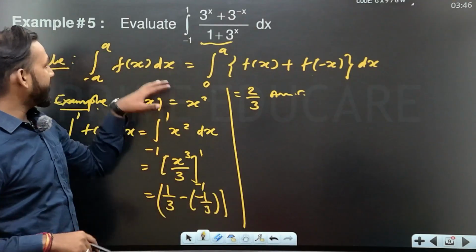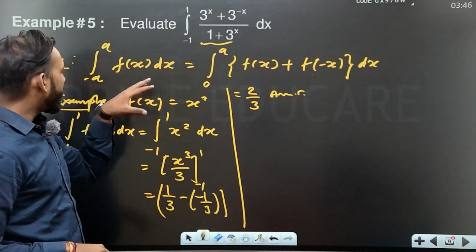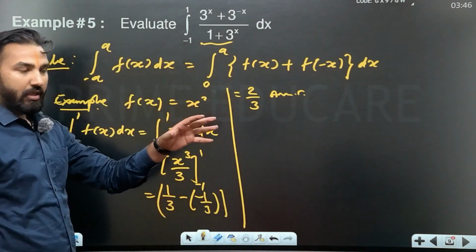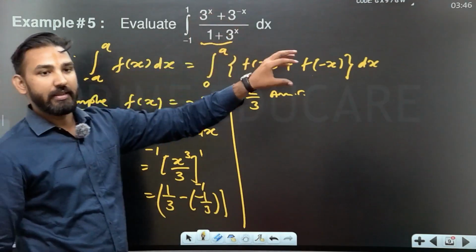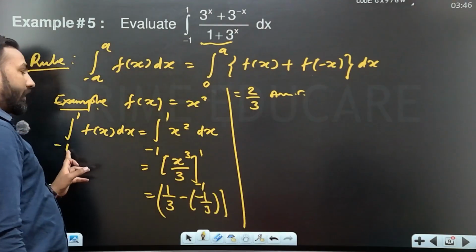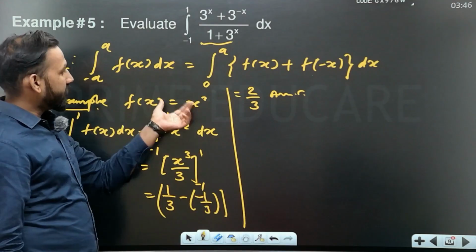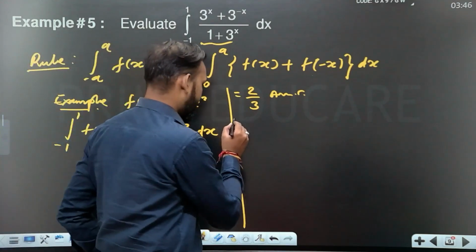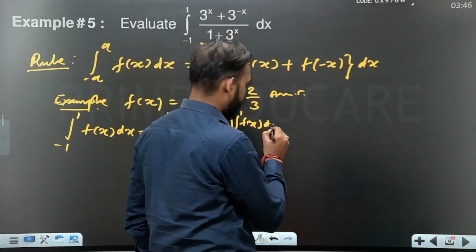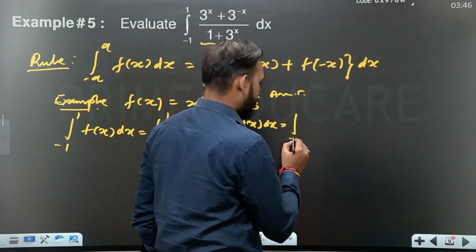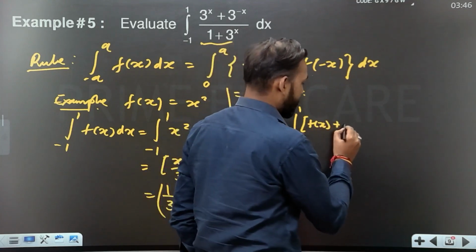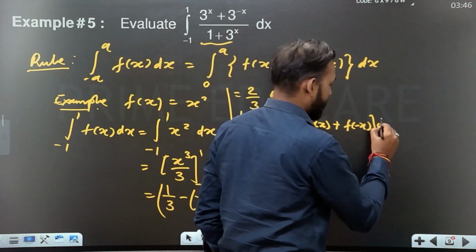Now we apply this rule in this formula. The rule applies to any integration, and the function need not be even or odd. The limit is minus a to a, here minus 1 to 1, and the function is x square. Then we put this integral, minus 1 to 1 of f of x dx, as the integral from 0 to 1 of f of x plus f of minus x dx.